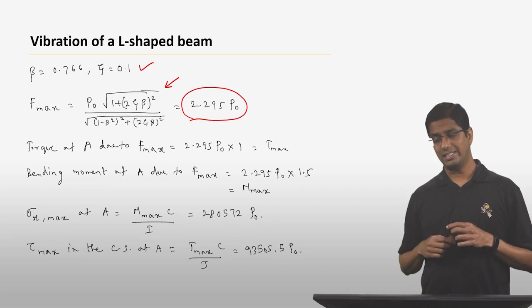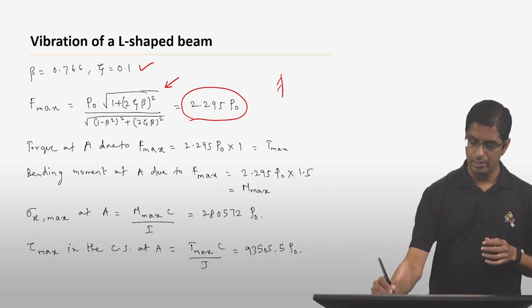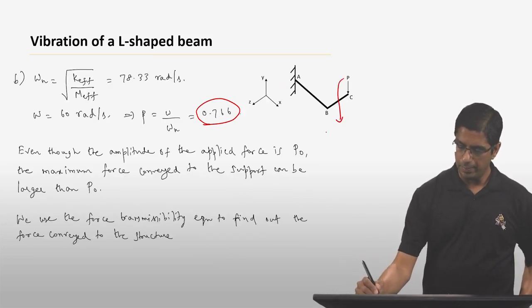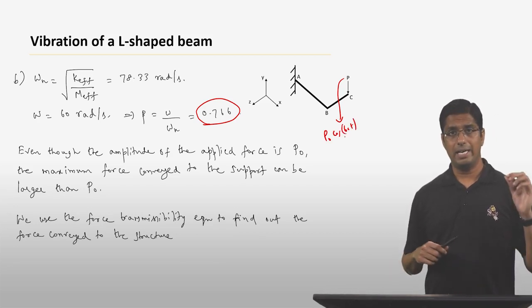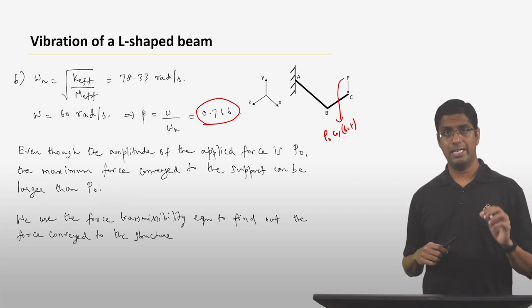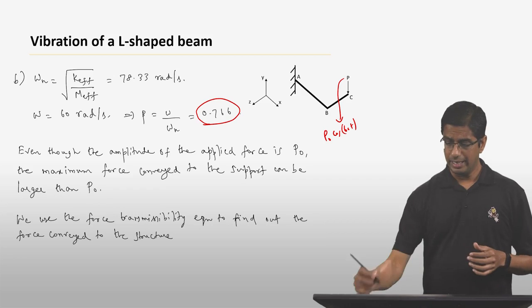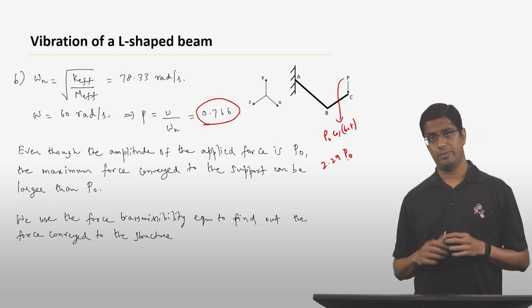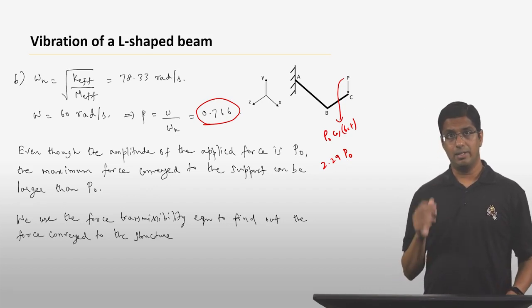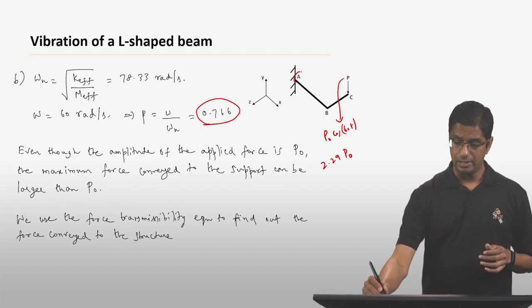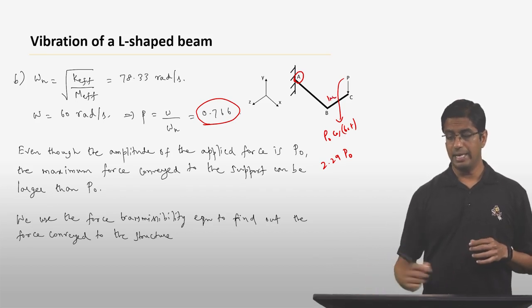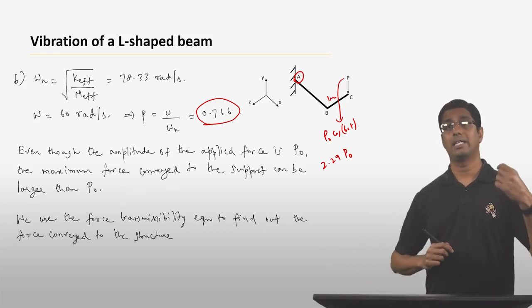What does it actually mean? Let me go back a little bit. Here you are applying this P naught cos 60t, but the maximum force that is being felt by the structure is actually 2.29 times P naught. So what does it mean for this problem? It means that the torque actually being applied at this cross section A is not P naught times this 1 meter. It is 2.29 times P naught times 1 meter.